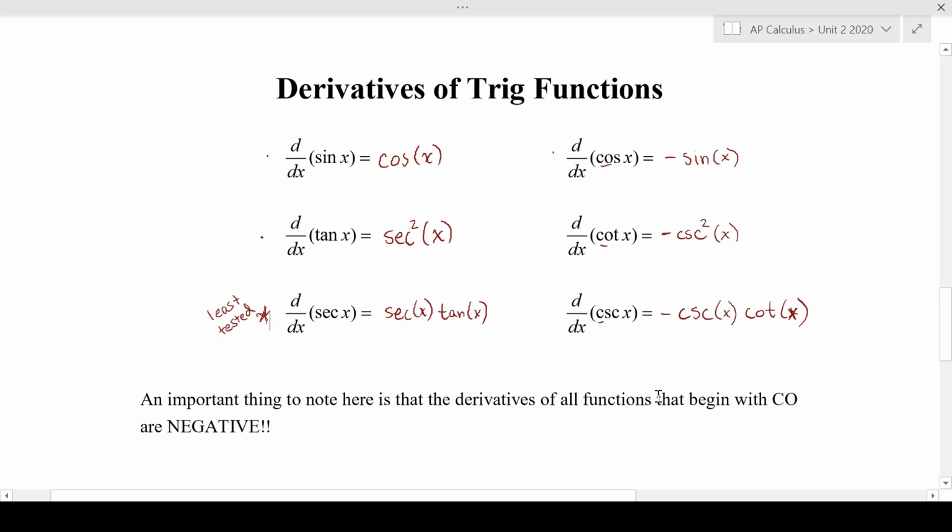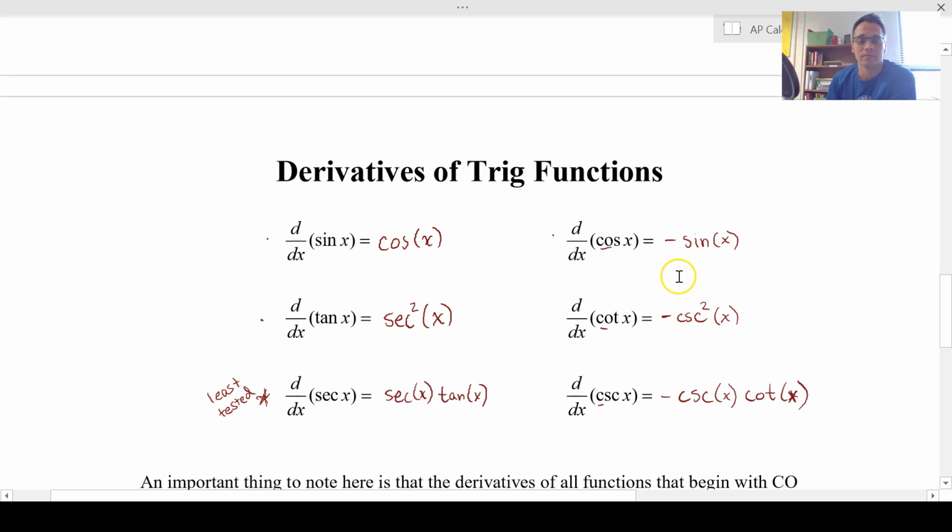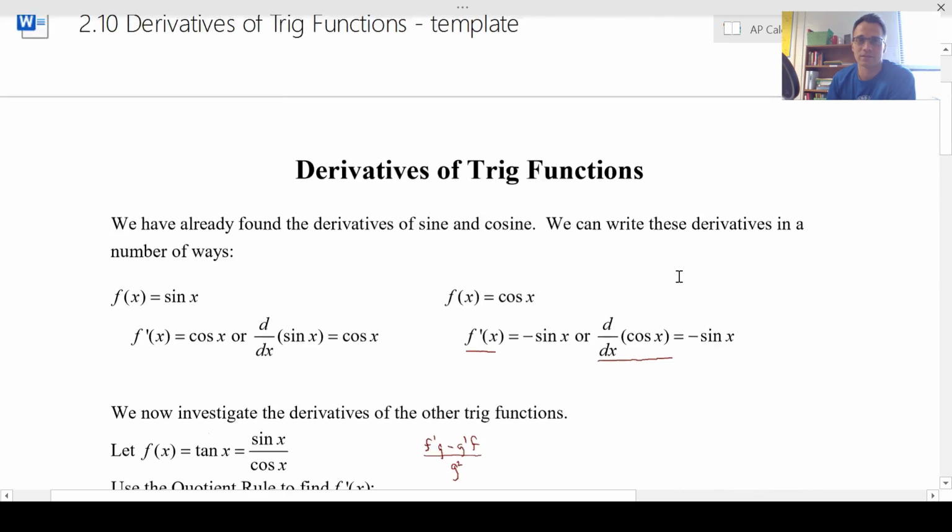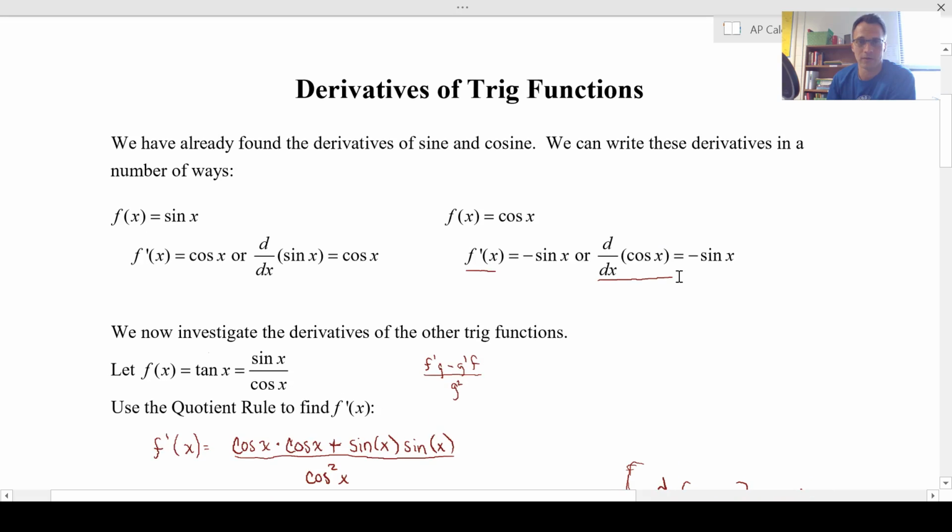All right, so I've already mentioned that an important thing to note is that all the co's have a change in sign. So I did my best, you guys, to teach you about the derivatives of trig functions today. Now we just need to practice. So make sure that you guys get your practice in, because math gets so much more beautiful the more you know about it, and the more time you spend with it.